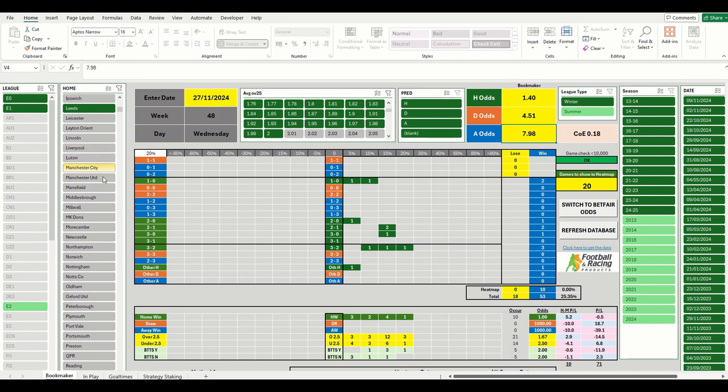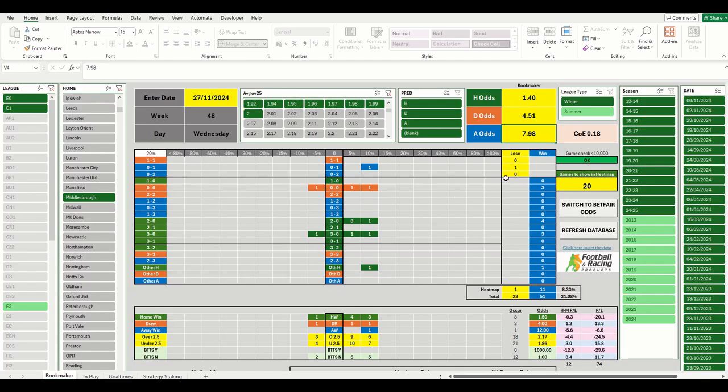Middlesbrough Blackburn. I'm not going to go in and do method 3 for each one of these. It's too much faff getting the bet for us. I'm just giving you a demonstration of what it can do. Middlesbrough Blackburn.